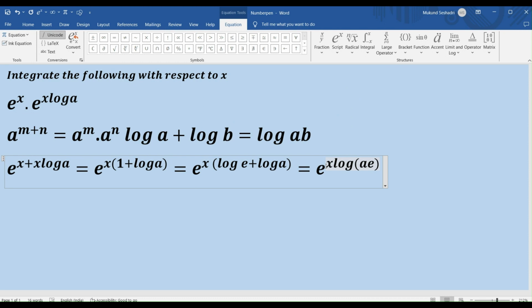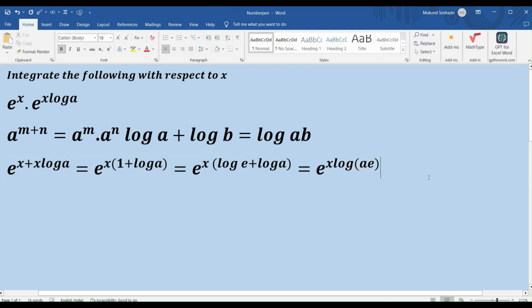right? I know that my a is a constant. I know that my e is a constant, right? Therefore, the expression which was originally e to the power x times e to the power x log a is nothing but e to the power x log of ae, right? So when my a and e are constants, my log of ae is also a constant, right? So now I have a function of the type e to the power x, right?